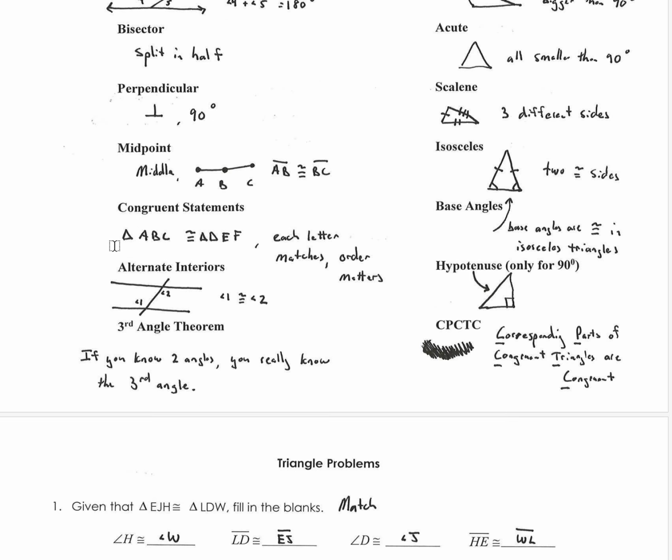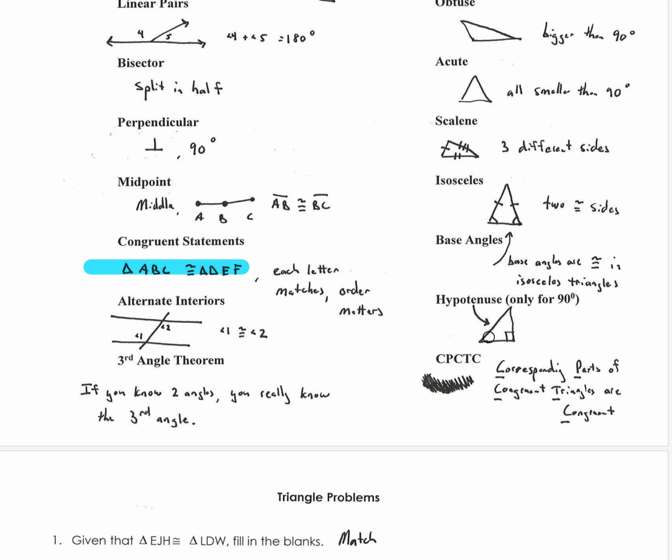If I ask you to write a triangle congruent statement, you're talking about saying something like that. And again, each letter matches and the order matters. So if you say A, B, C, and D, E, F, then you are saying that angle A and angle D, side length BC and side length EF are congruent and things like that.